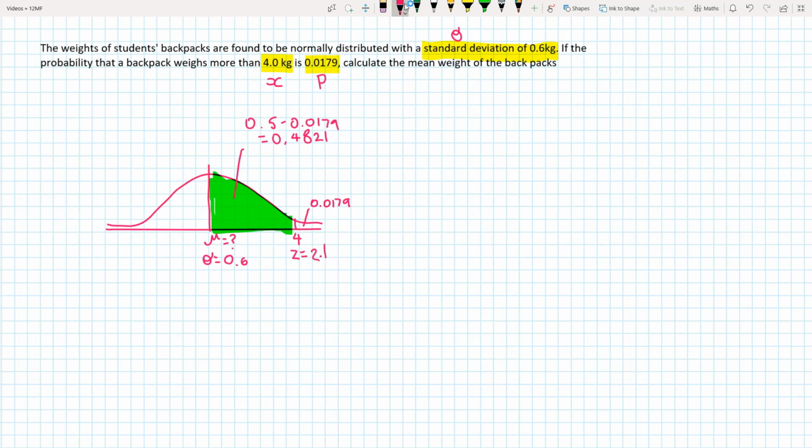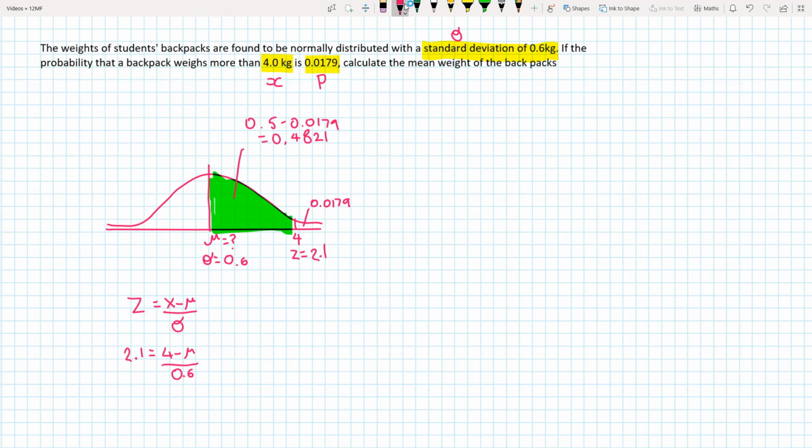So if you think of the formula that you're given on your formula sheet, z equals x minus mu over sigma, we can then substitute some values into it to calculate what the mean is. So let's have a go at doing that. We know our z, which is equal to 2.1. We know our x, which is 4. We don't know our mean, but we do know our standard deviation. So this is our formula here. The only thing we don't know in that formula is our mu.